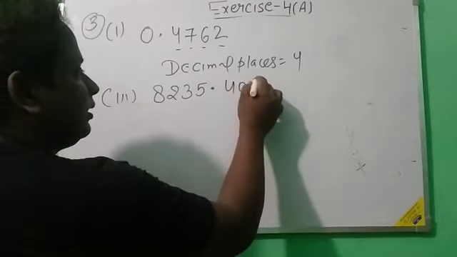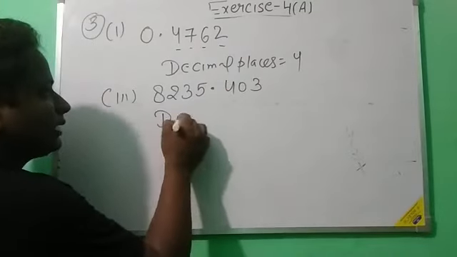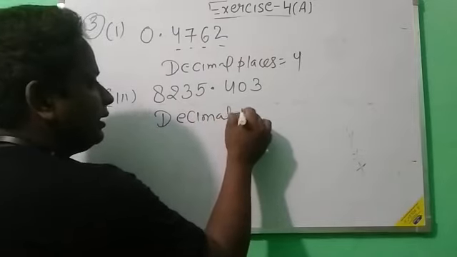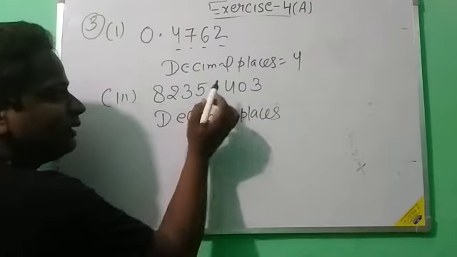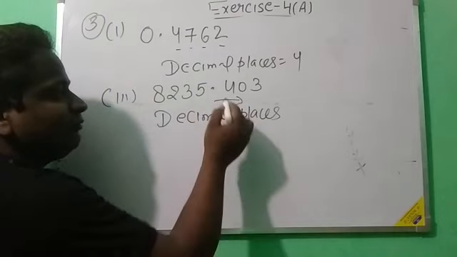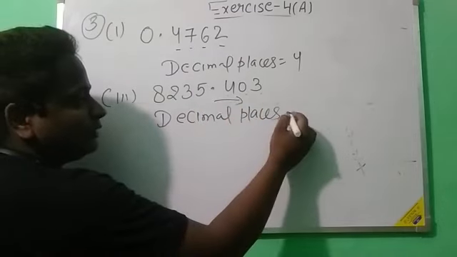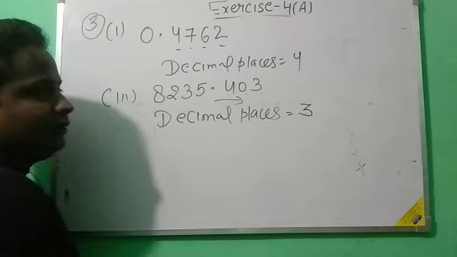Okay, take one more example, like part number 3, 8235.403. You need to tell the decimal places in this number. Count the number of digits after the decimal. You have 1, 2 and 3 digits. So my answer is 3.